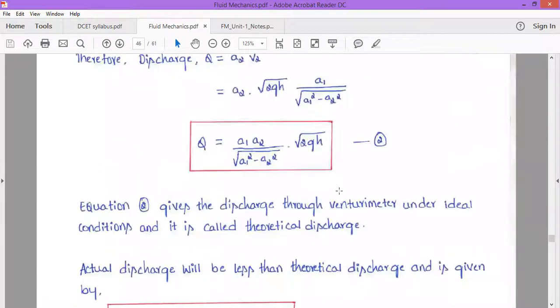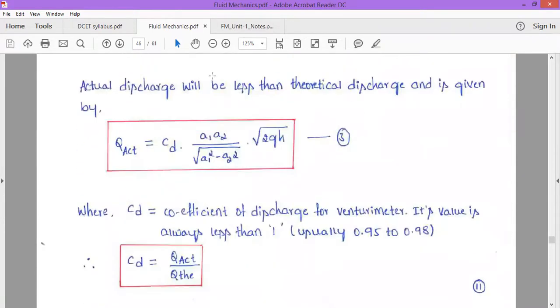And this is the equation to measure the theoretical discharge using a venturimeter, that is Q is equal to A1 A2 square root of A1 square minus A2 square into root 2GH, where A1 is the cross-sectional area at the inlet and A2 is the cross-sectional area at the throat, and H is the difference in mercury level.